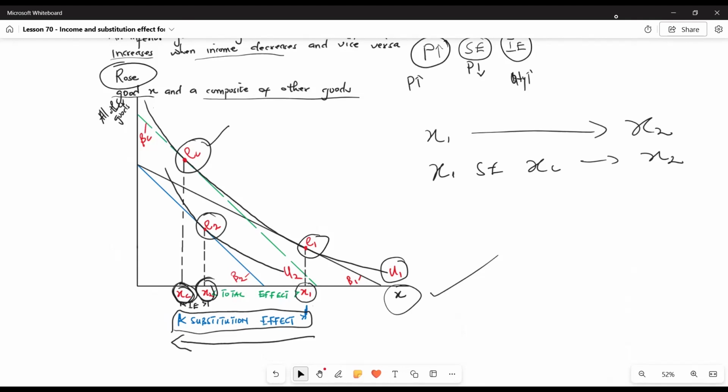So this is all that we have on our lesson on income and substitution effect for an inferior good. Our next lesson will be moving on to a Giffen good, which is also an inferior good, but the income effect in this case dominates the substitution effect.